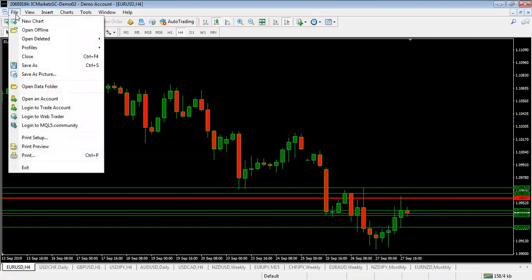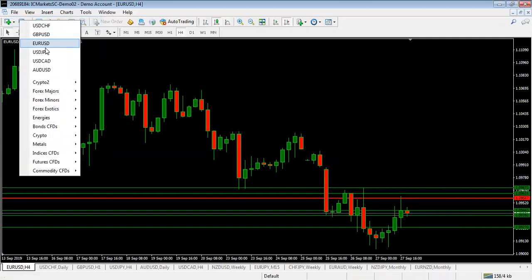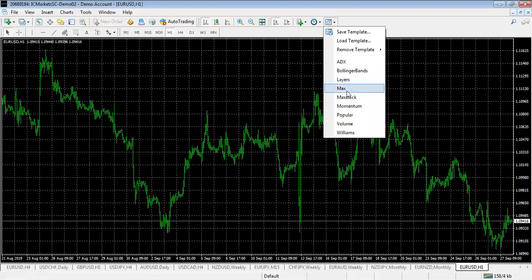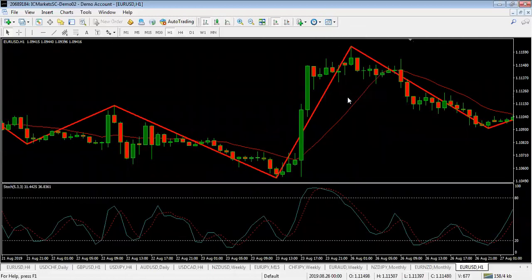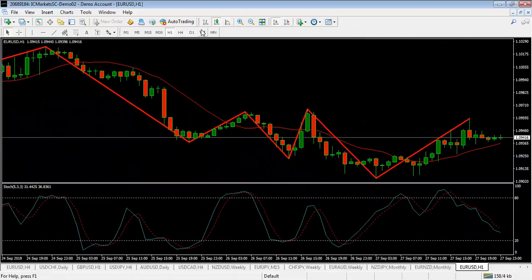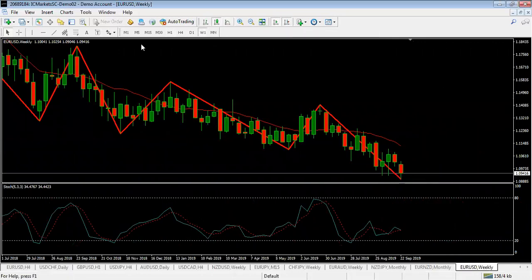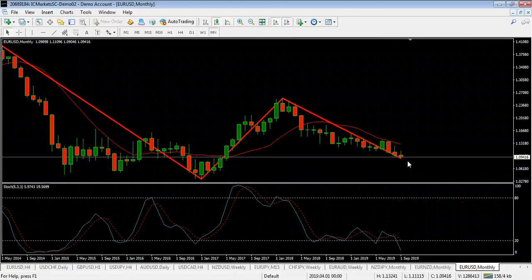Okay, let me open a new chart so that I can apply the zigzag indicator there and see how I analyze the chart using the zigzag indicator and stochastic. Okay, you see this is the zigzag indicator. Start with the weekly. You can see we have the zigzag indicator here. Now let's look at monthly. Okay, we still have the zigzag indicator at this level.